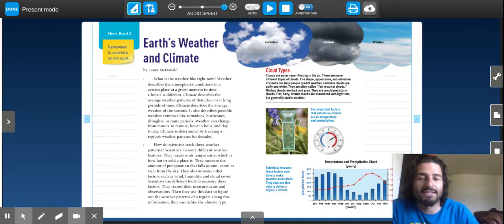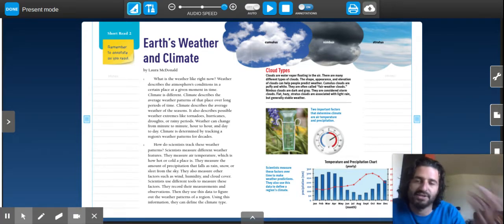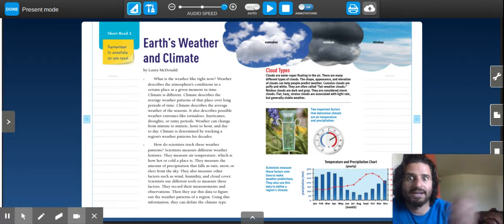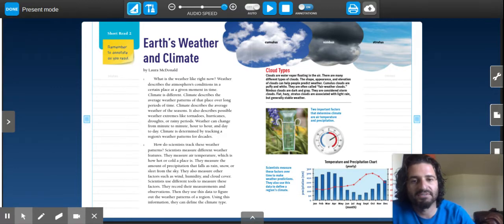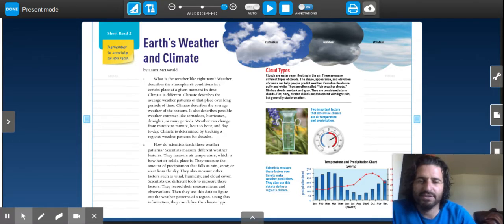So it's a good idea to write it down or just keep that in your head or underline it, annotate it so that you know to come back there for that easy definition. So it says weather describes the atmosphere's conditions in a certain place at a given moment in time. Now, that's a lot of words, so you might want to read it again just to really understand what it's saying. Weather describes the atmosphere's conditions in a certain place at a given moment in time.